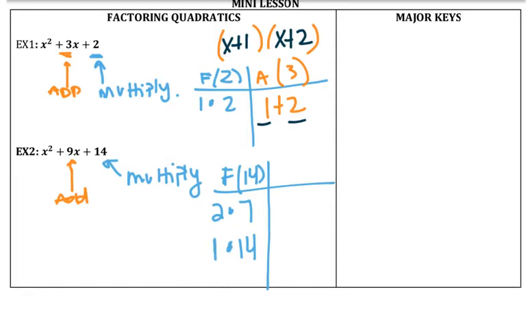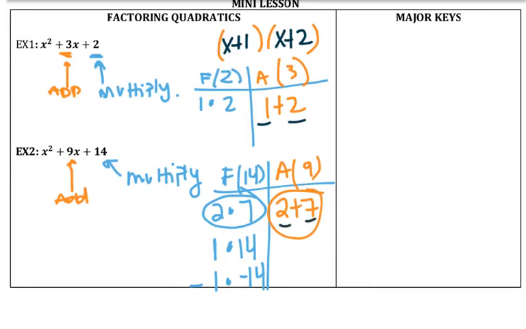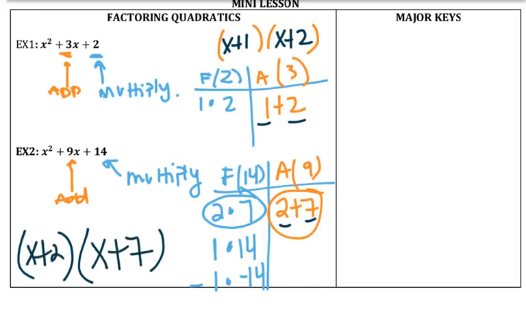And I could also do negative 1 times negative 14 because the two negatives will give me a positive 14. But I see that the pair that I want to choose is 2 and 7 because when I add 2 plus 7, I end up with 9. So I'm going to use 2 and 7 for my factors. My answer will be x plus 2 and x plus 7.